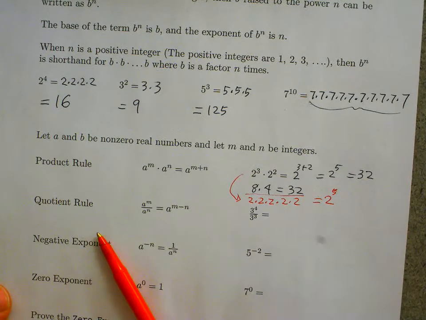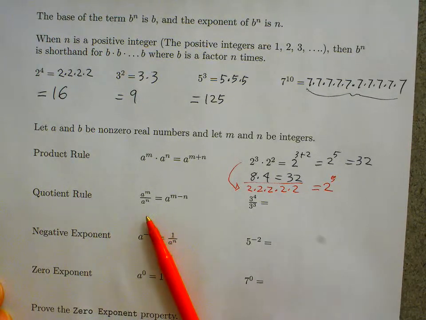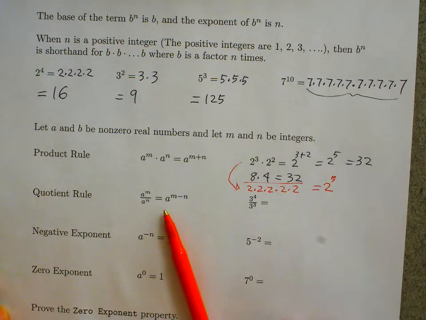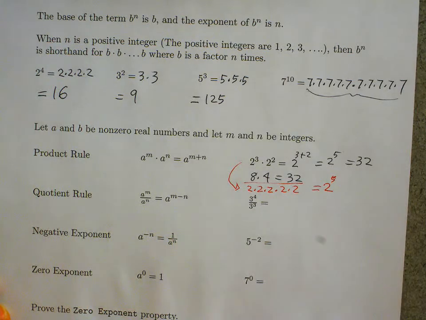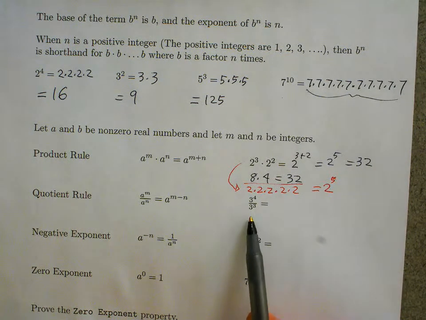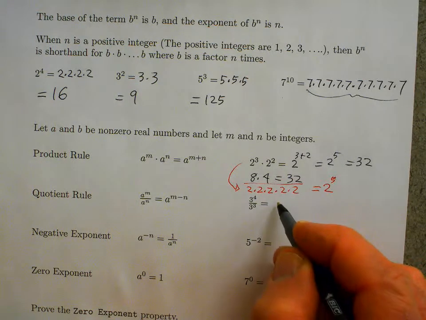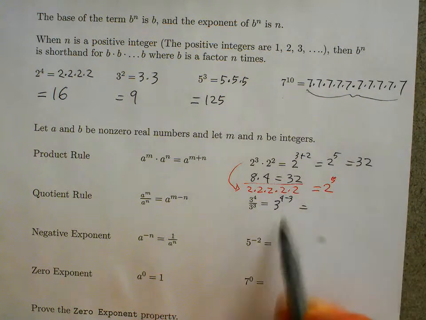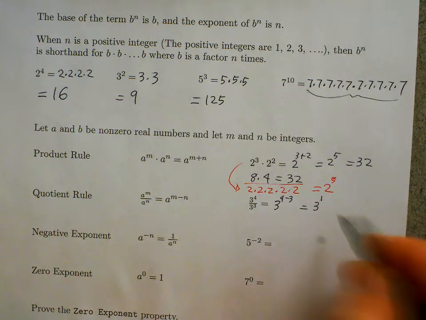Okay, the quotient rule, this property of exponents, if you have a raised to the power m divided by a raised to the power n, that simplifies to a raised to the power m minus n. So in this example, 3 to the fourth divided by 3 to the third, if we apply this property, we can write it as 3 to the 4 minus 3, and then 4 minus 3 in the exponent is just 1, so 3 to the first, which is 3.